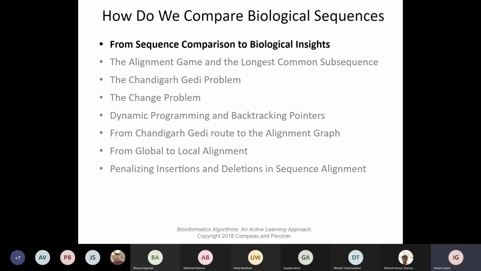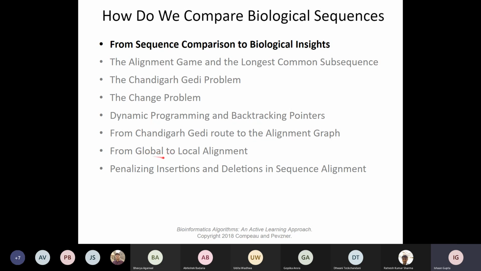So these are the things that I discussed. I'm going to talk about from sequence comparisons to biological insights, the alignment, and the longest common subsequences. Then I'm going to talk about two example problems in order to conceptualize the longest common subsequence problem. Then this is going to be formalized in the dynamic programming algorithm and how we can get alignment graphs.